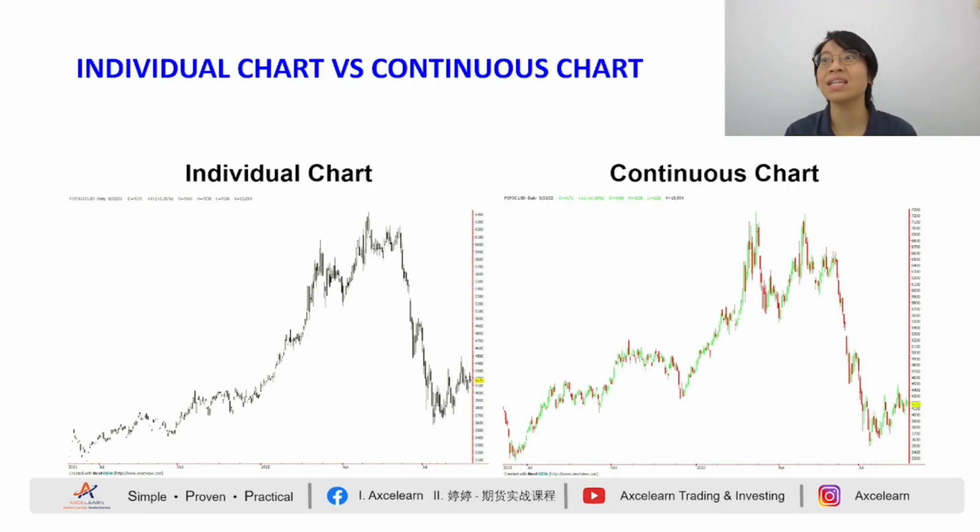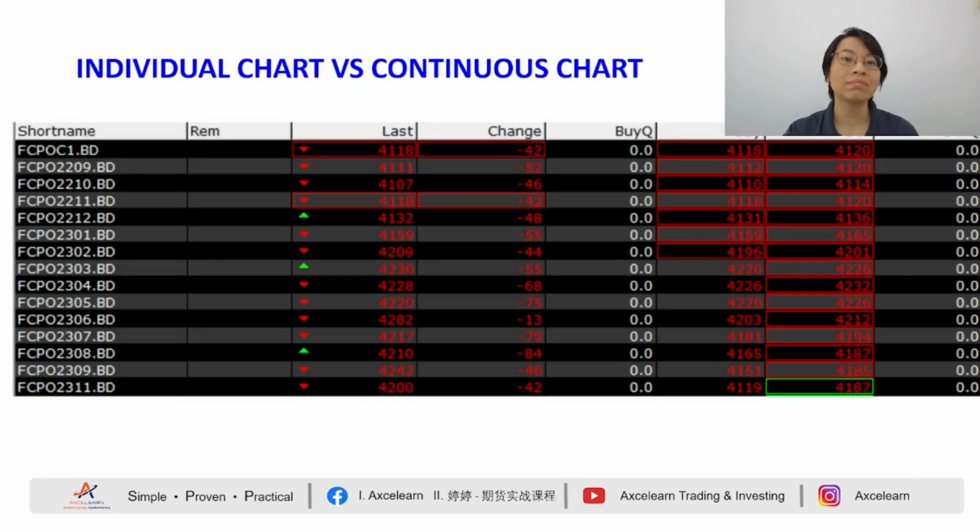It is definitely the same product, and the chart and everything seems very similar. So what are the differences? Spot it, and I am going to explain to you in a short while.